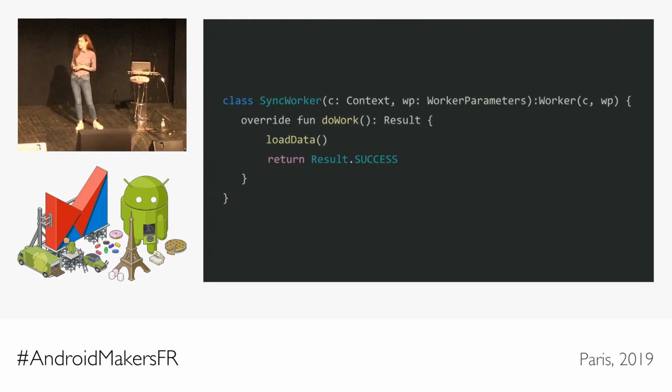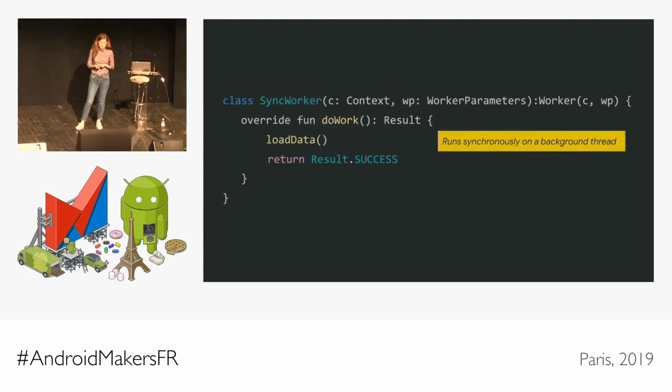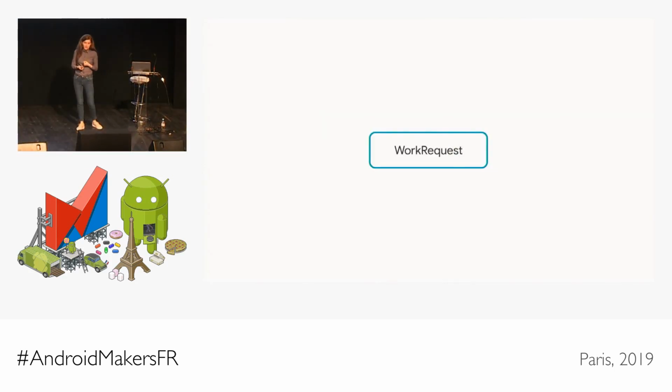And inside of that, I call another function, loadData, and that function is responsible to synchronize the data between the app and the server. And we return a success result. An important thing to mention here is that the doWork function runs synchronously on a background thread.